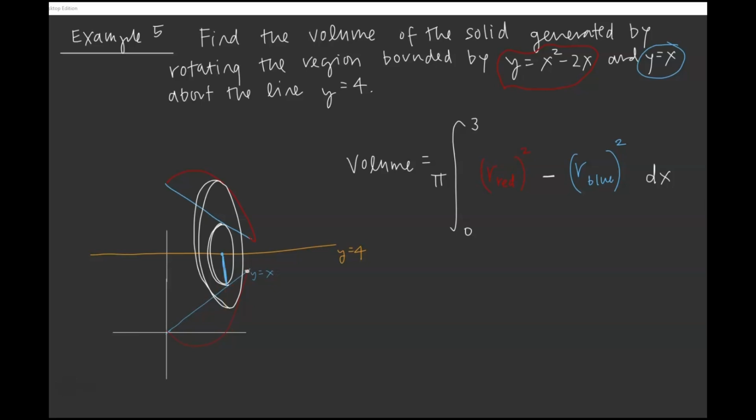And that's the blue. Oops. So 4 minus y is that inner radius, but of course we're dealing with things in terms of x. So what is y in terms of x? Well, luckily y is x squared. So this is 4 minus x squared is this guy.